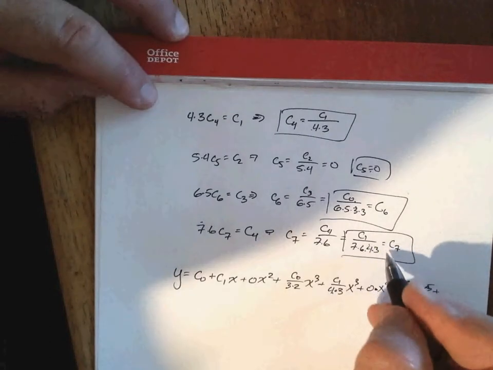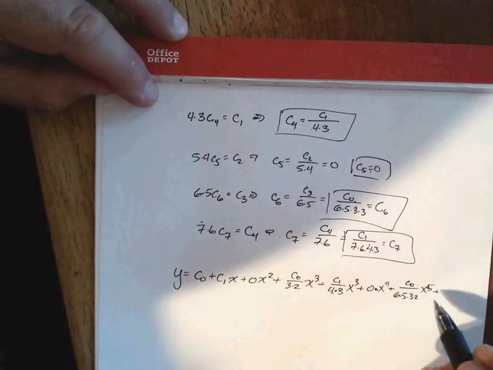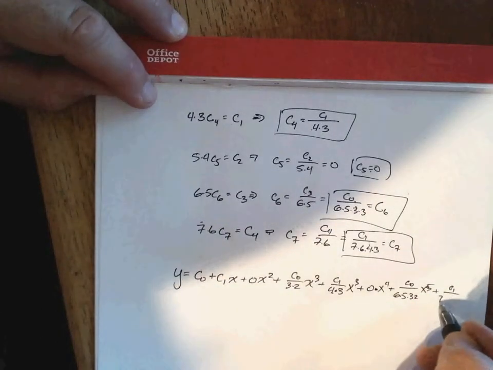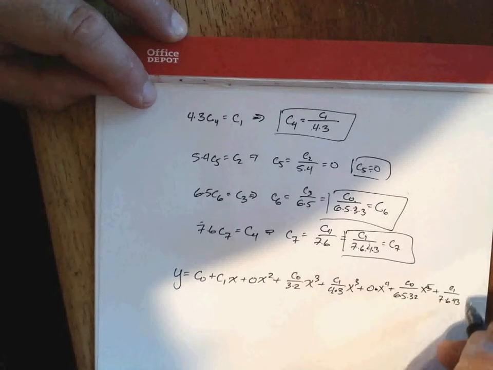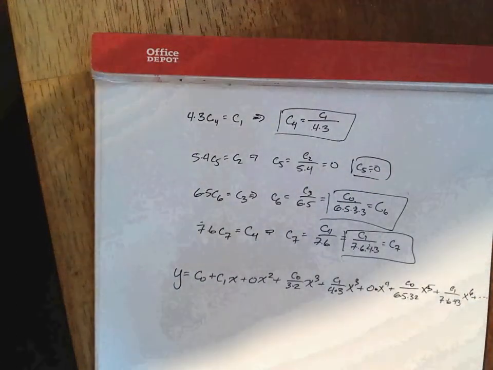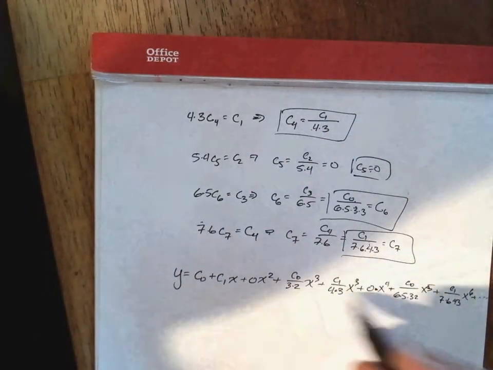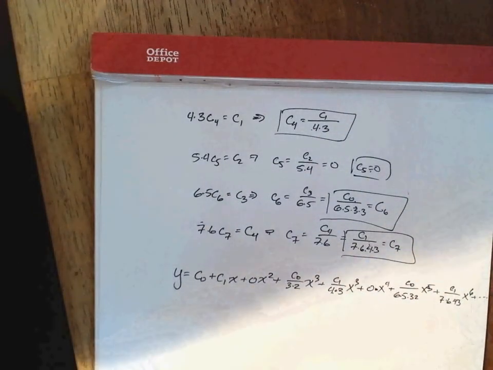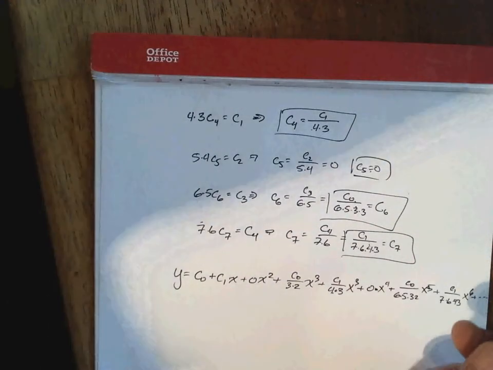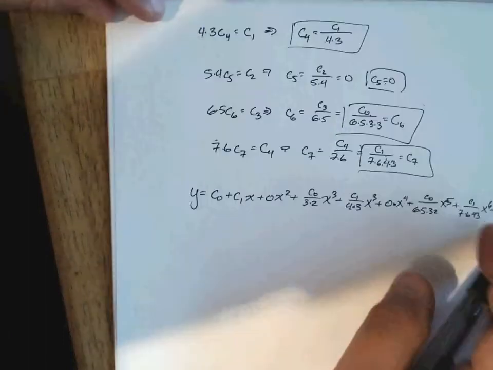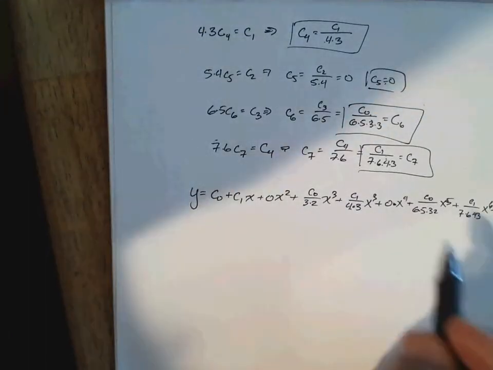plus c7, sorry, we're up to c7, which is c1 over 7, 6, 4, 3 times x to the 6th, and on and on and on. Okay, and you have found the solution to this differential equation written as this power series. All right, so that's the typical use of power series in solving a problem.